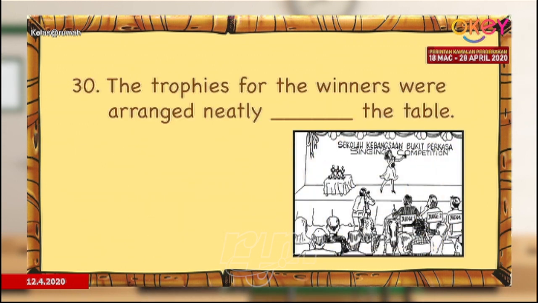Number 30. The trophies for the winners were arranged neatly on the table. The choices given are A, in, B, on, C, into, and D, onto. This is a question that tests pupils' knowledge on prepositions. From the picture, we can tell that the answer is B, on, because the prizes are placed on the surface of the table. This is how you answer section D.